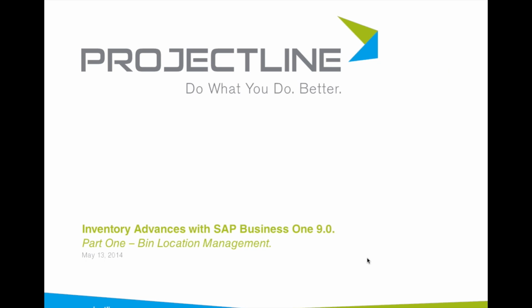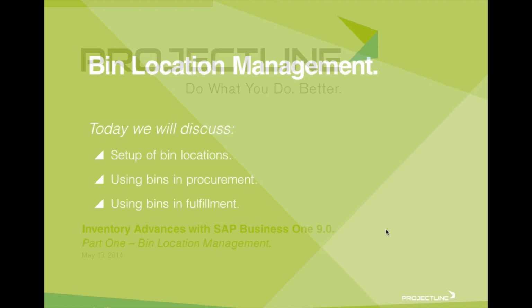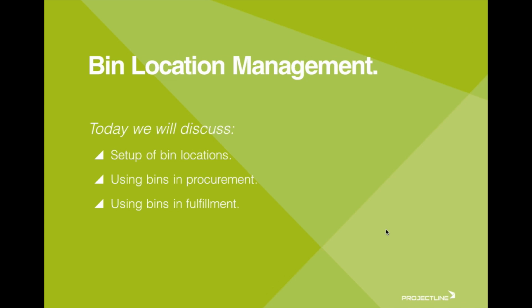All right, so today we will be looking at the inventory advances, bin and location management with SAP Business One 9.0. This will be part one of this webinar. In part two, next month in May, we'll be discussing how the new functionality affects cycle counting within Business One. So today we're going to take a look at how we set it up, how we enable the system to accept bin locations. We're going to see using bin locations in procurement and then using them in fulfillment.